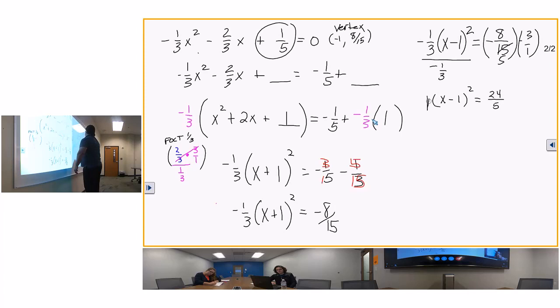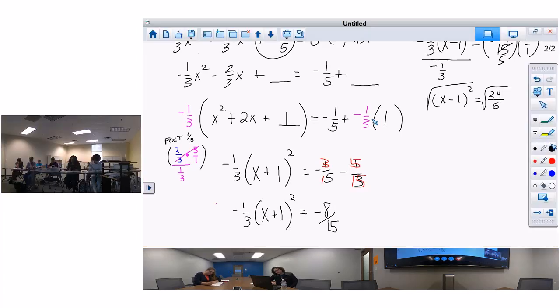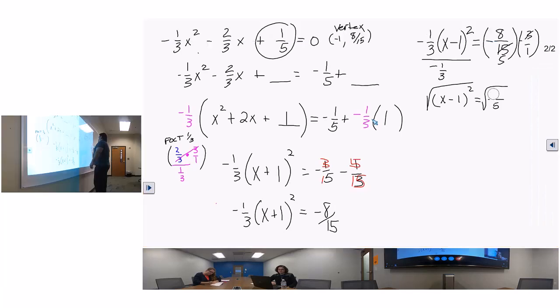Square root. Why did you just make that out of 5? Wouldn't it just be 8 over 5? Thank you. I knew that didn't sound right. I see that. 8 over 5.